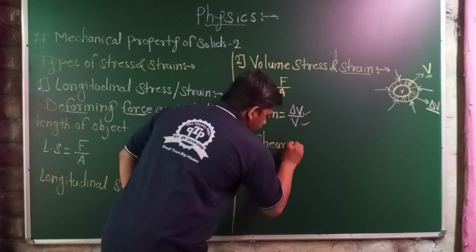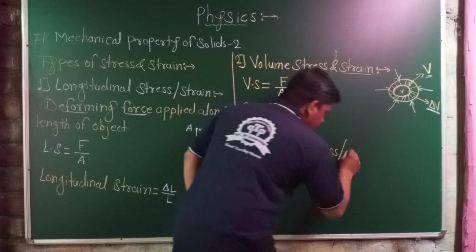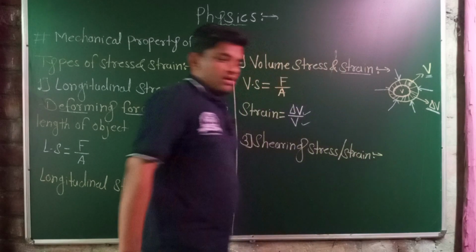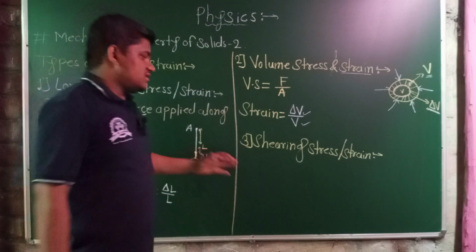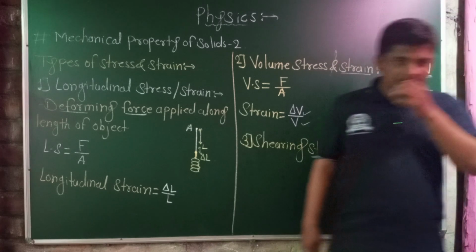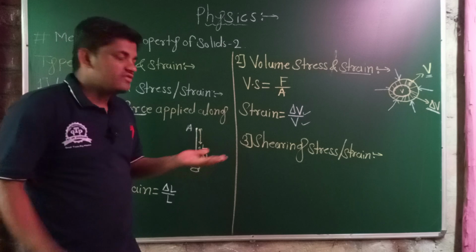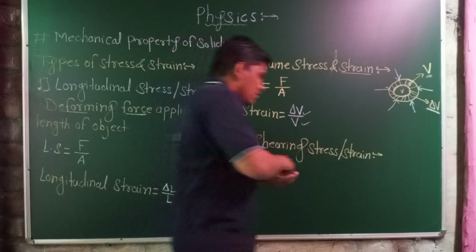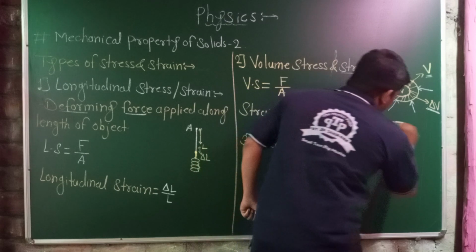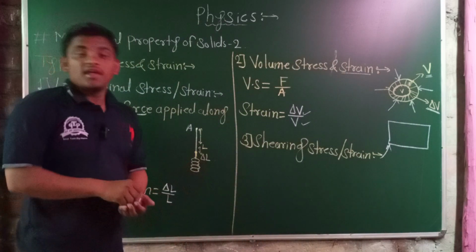Shearing stress and shearing strain. First, at the time of starting the discussion of these types of stress and strain, I will show the diagrammatic representation, one example: take a box of chalks and try to change its shape. This is our original diagram here. This is the shape of a cuboid box.